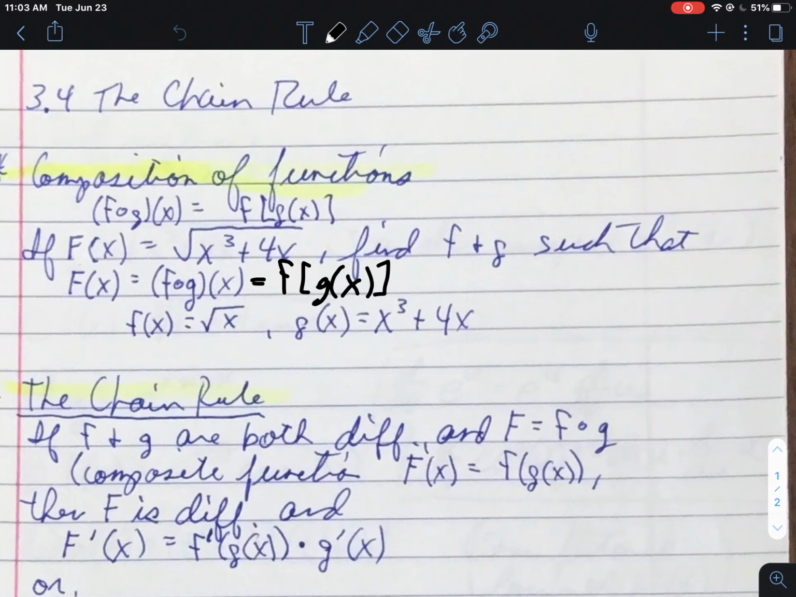All right, section 3.4, the chain rule. This is one of those sections that can be a little bit difficult. Of all the different rules and processes that we're going to talk about for finding derivatives, this is probably the one process that gives the most difficulty.